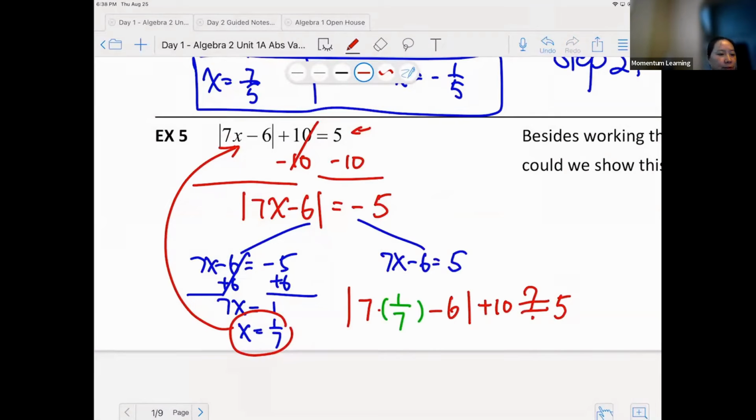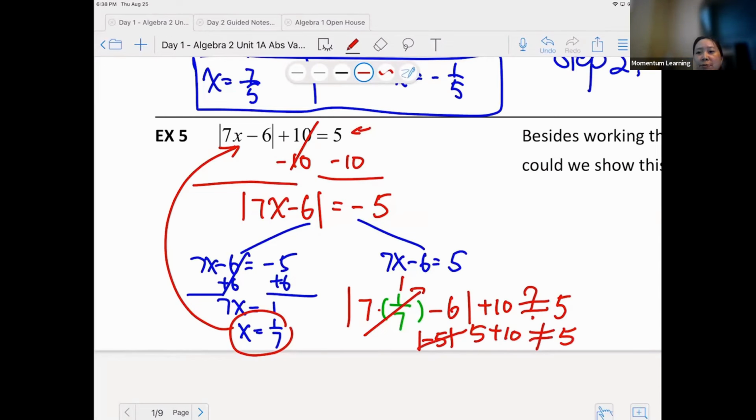7 times 1 over 7, that's 1. So this is 1. 1 minus 6, that's negative 5. Absolute value of negative 5 is positive 5. Positive 5, add a 10, that's 15. That is not equal to 5. So we know 1 over 7 is wrong.